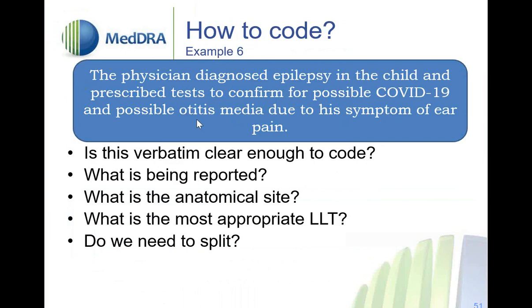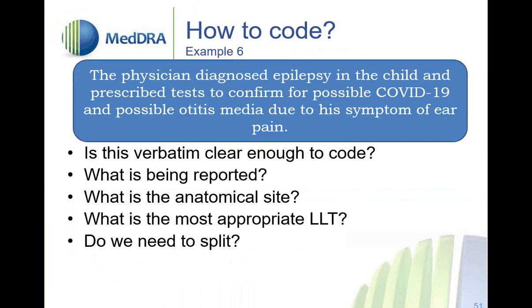Okay, so here I have composed an example for you, or a coding string. The physician diagnosed epilepsy in the child and prescribed tests to confirm for possible COVID-19 and possible otitis media due to his symptom of ear pain. So a lot of things going on here, so we sort of have to dissect and focus on different portions of this. I asked myself, is this clear enough to code? What actually happened? So let's look again.